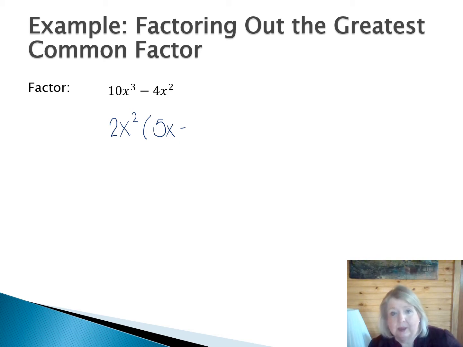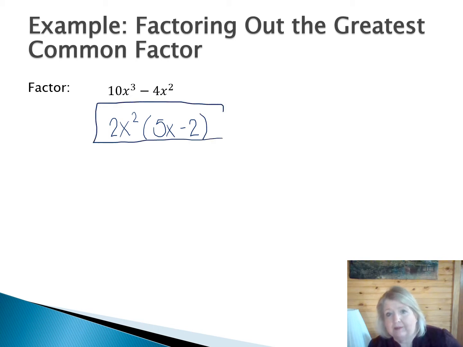Minus, comes on down, 4 divided by 2 is 2. And x squared divided by x squared is 1. So my final answer, notice what I have now is a multiplication problem. It is 2x squared times this binomial. I turned a subtraction problem into a multiplication problem. That is what it means to factor.